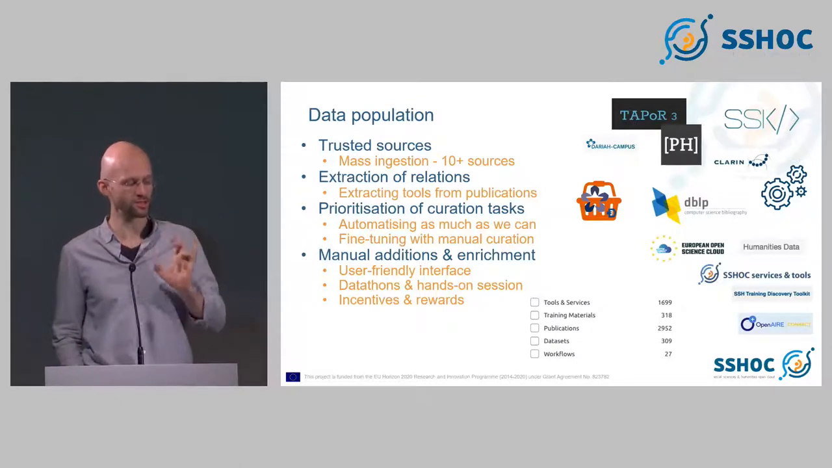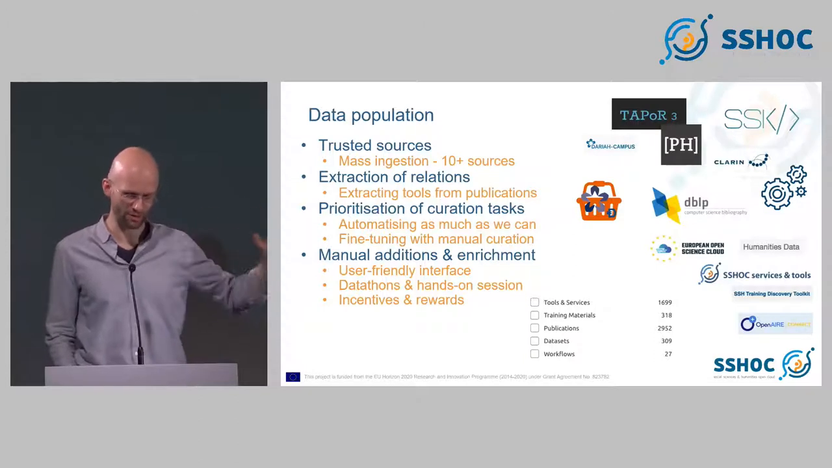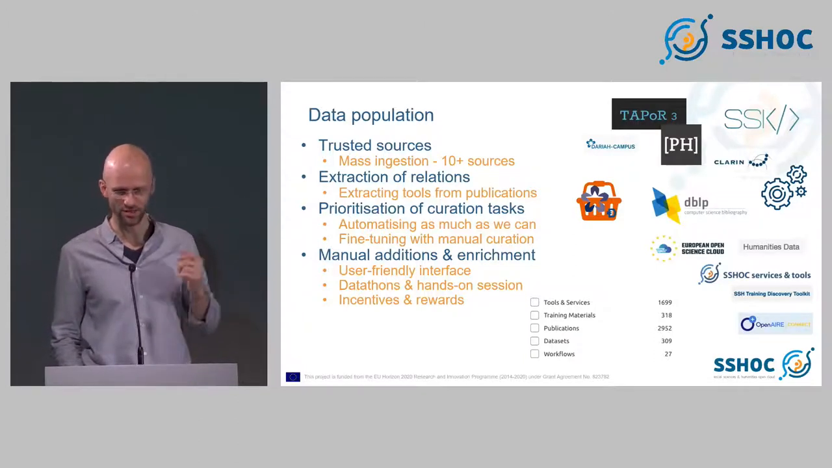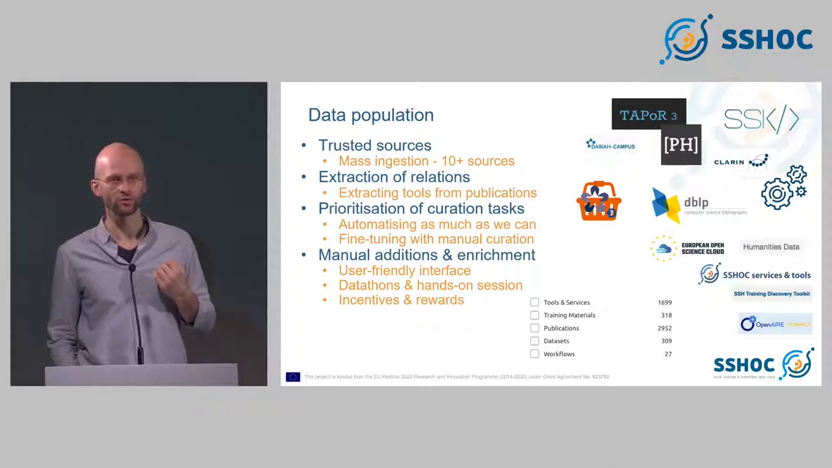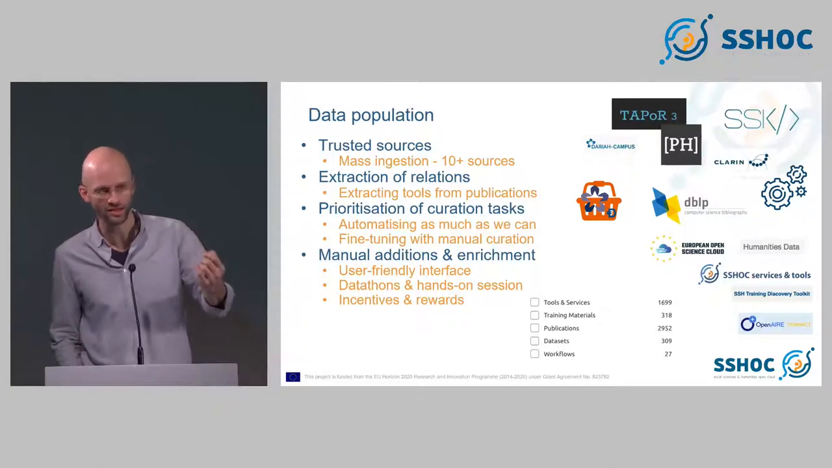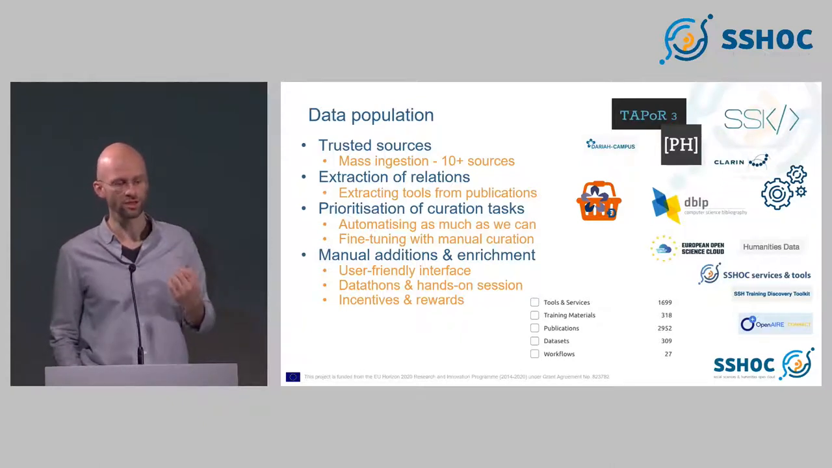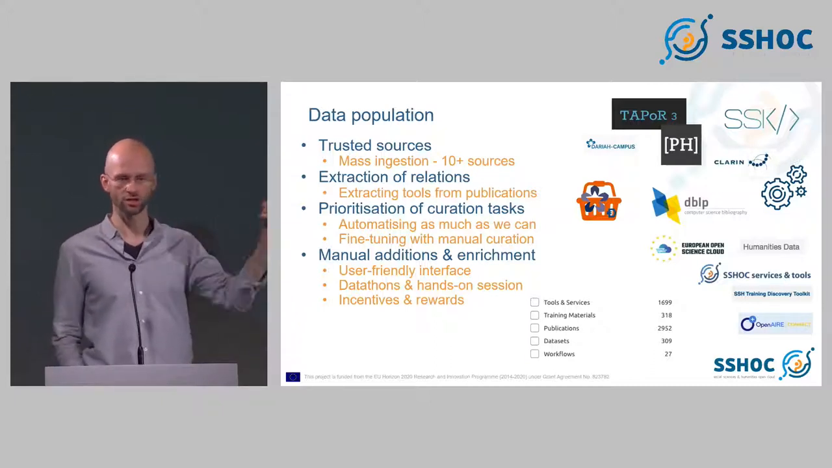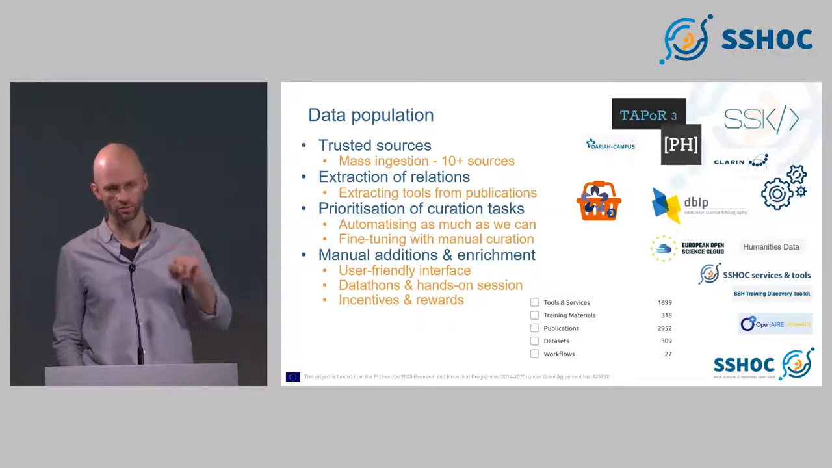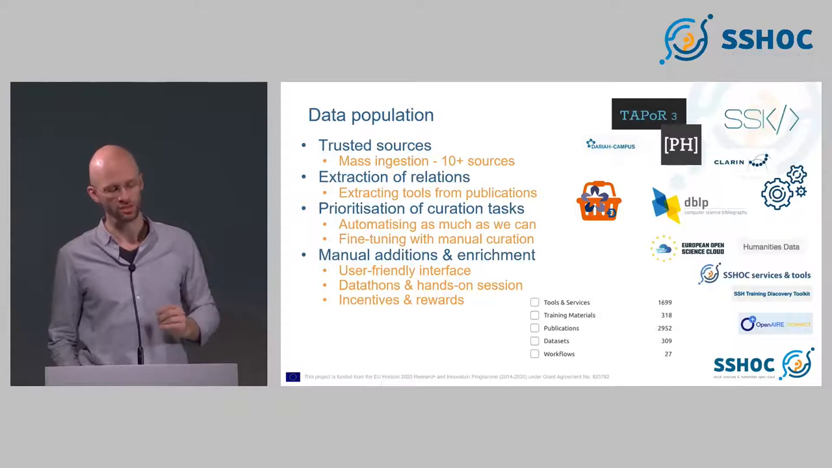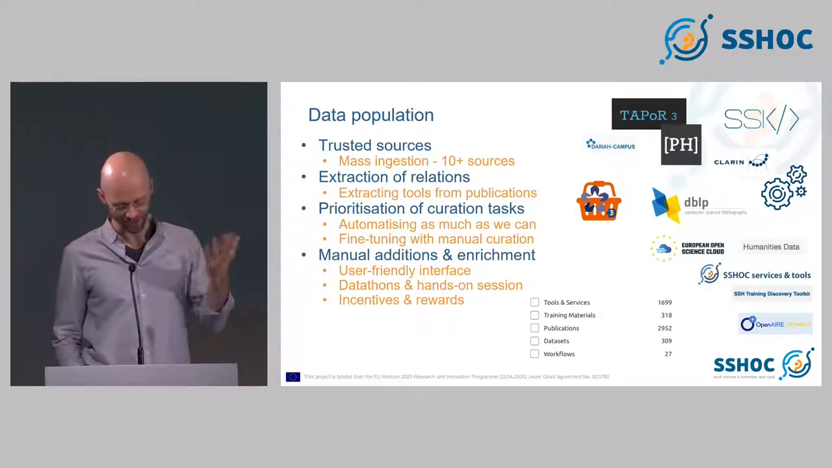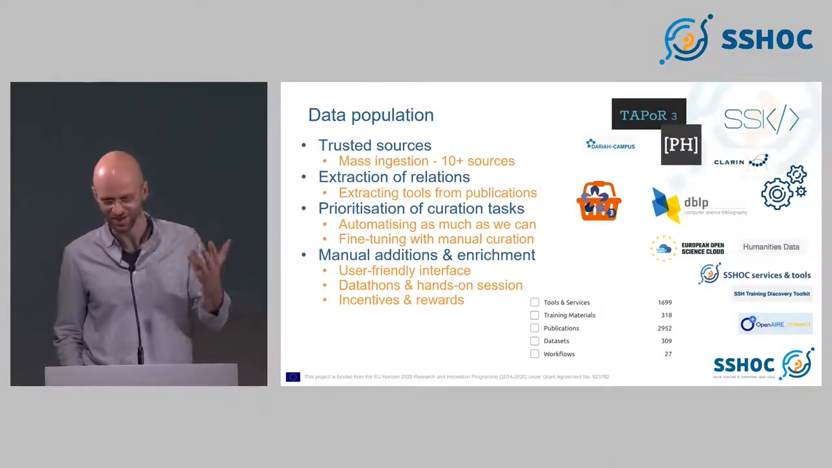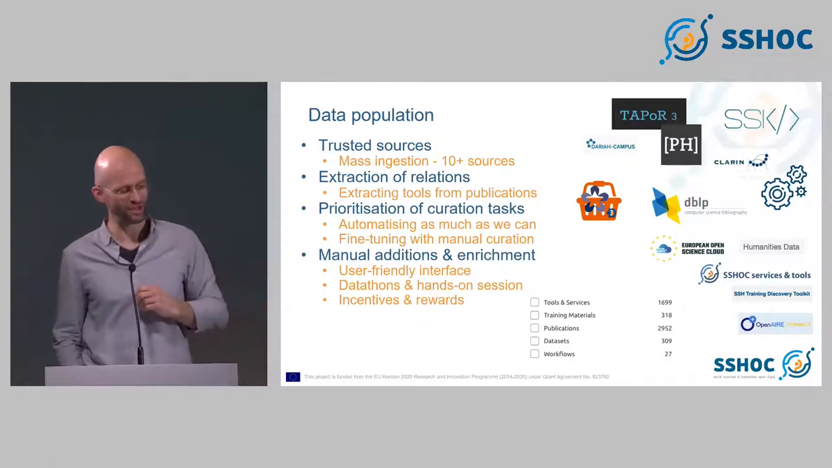And one aspect we talked about: one of the types of entities we have is publications. What we find to be an important added value for the user is, for example, to find the publications that mention a given tool, so that I can see how the tool was actually used in a training material, or was used in research and mentioned in a publication.